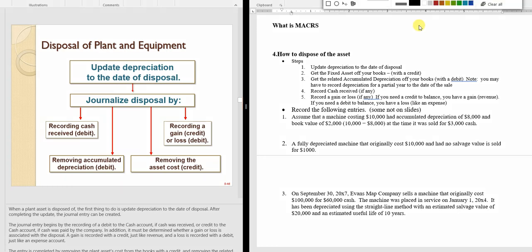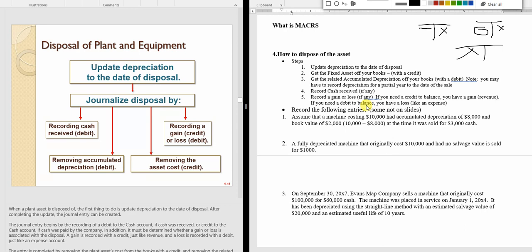Then I get the fixed asset off my books. So if you think about it, equipment is usually debited, so I have a debit over here; to get it off my books, I credit it. Accumulated depreciation generally has a credit balance, so to get it off my books, I debit it. I can't have an asset on my books that's gone, so I need to get it off my books. I'm going to record the cash received, if any. Cash is a debit.